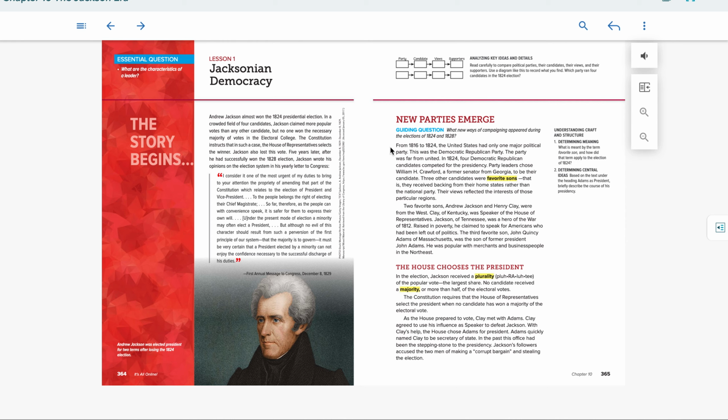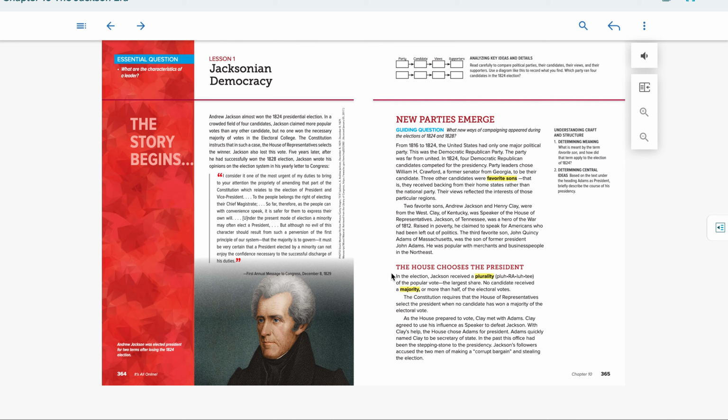2 favorite sons, Andrew Jackson and Henry Clay, were from the West. Clay of Kentucky was Speaker of the House of Representatives. Jackson of Tennessee was a hero of the War of 1812. Raised in poverty, he claimed to speak for Americans who had been left out of politics. The 3rd favorite son, John Quincy Adams of Massachusetts, was the son of former President John Adams. He was popular with merchants and business people in the Northeast.